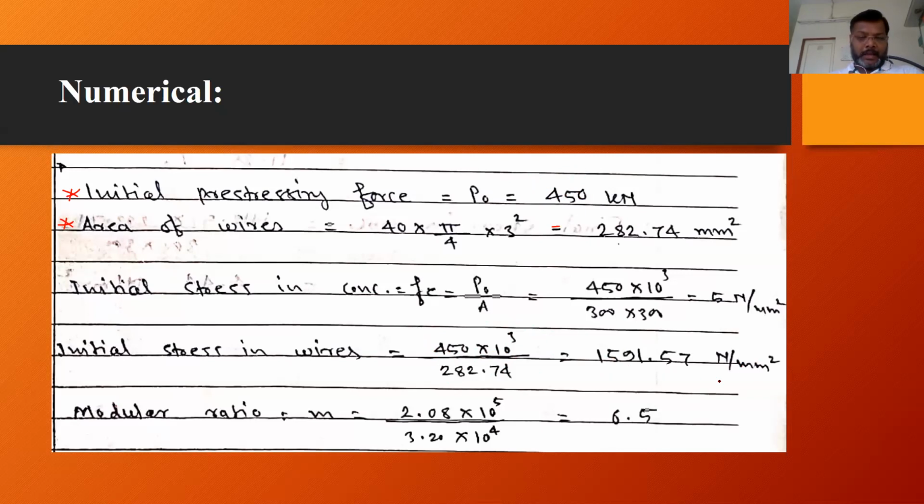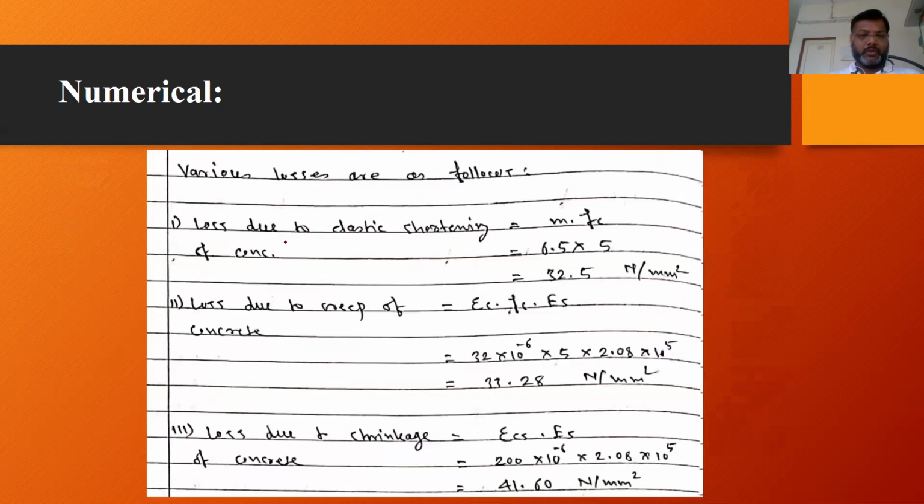Okay. Now, these all values we have to use in order to find out the losses. And the modular ratio m is equal to Es upon Ec. So Es value they have given 2.08 into 10 raised to 5 and Ec 3.20 into 10 raised to 4. So that is equal to 6.5. Now simply we have to put all these values in the equations we have derived for the losses. Okay. So the various losses are as follows.